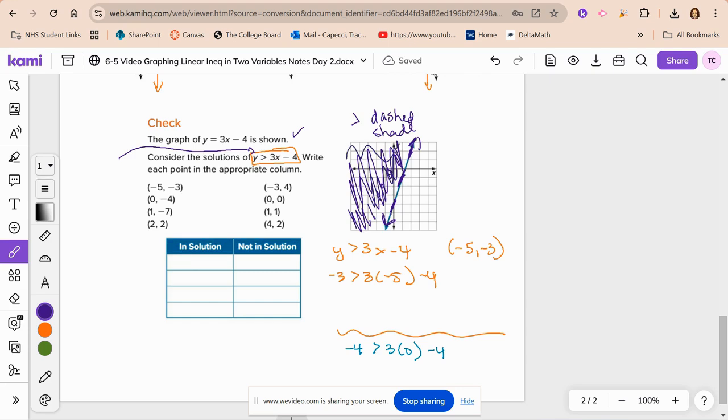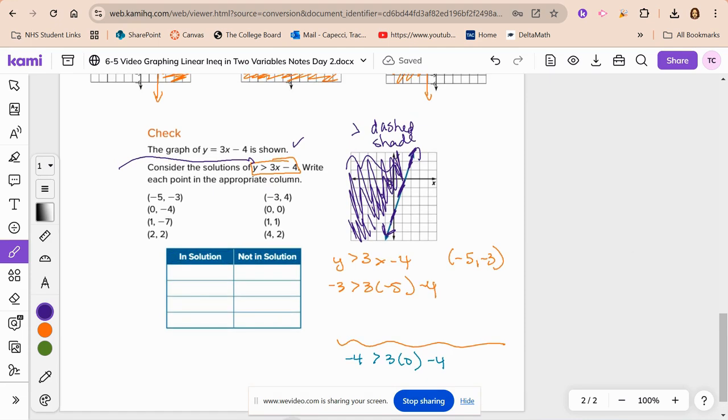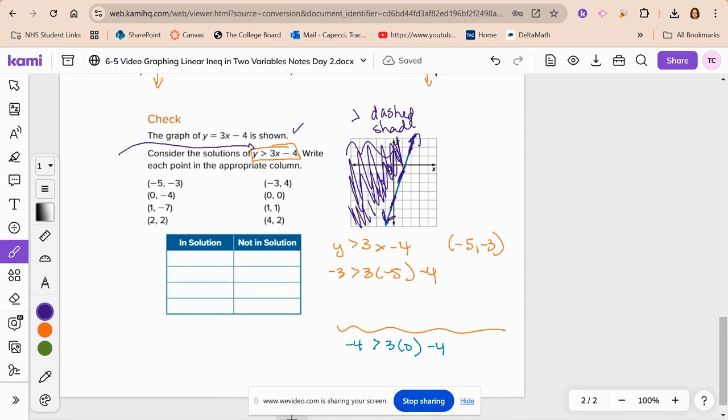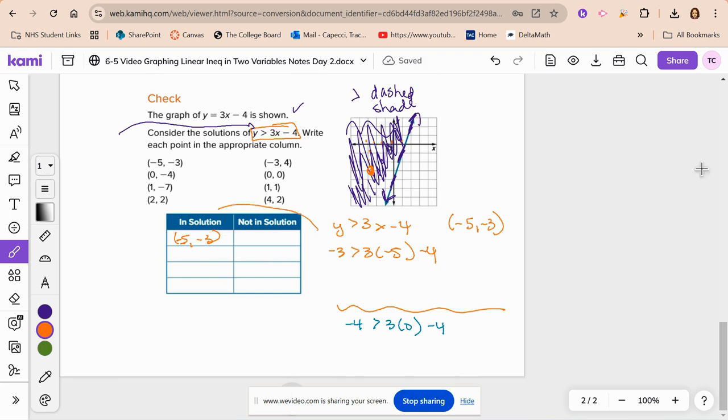Okay, so a couple things we can do here. It's saying consider the solutions, rate each point in the appropriate column. So is it a solution or not? There's two ways we can do this. We can just look at the graph, right? So I have negative 1, 2, 3, 4, 5, 1, 2, 3. That would be here. So yes, that's a solution. Now, if I wasn't given the graph, I could also substitute my values in to see if I get a true statement. So I have negative 3 is greater than negative 15 minus 4. So negative 3 is greater than negative 19. That's true, which is why that's a solution.